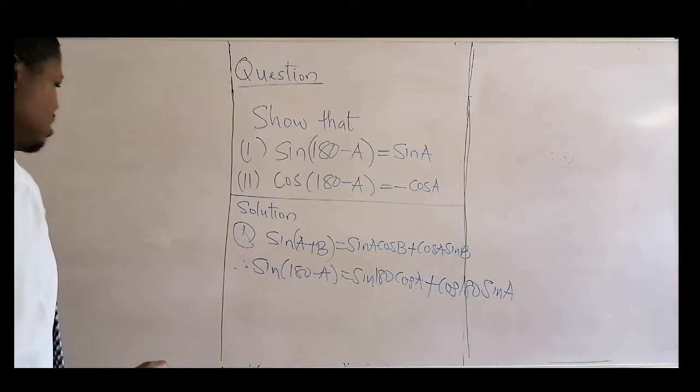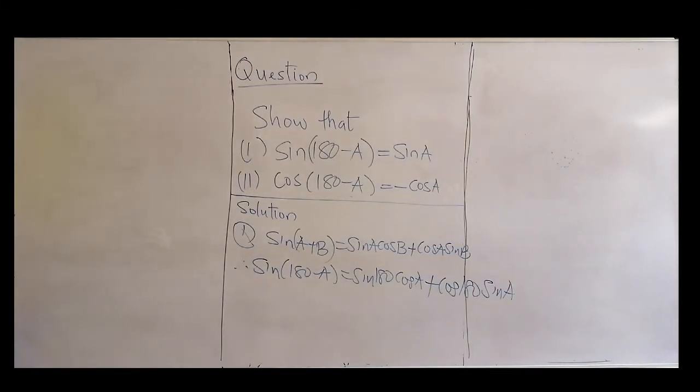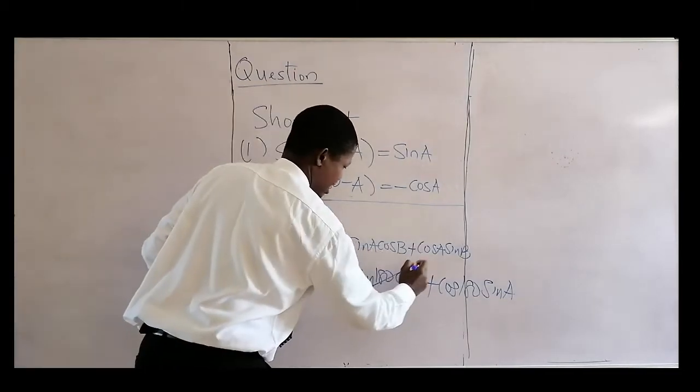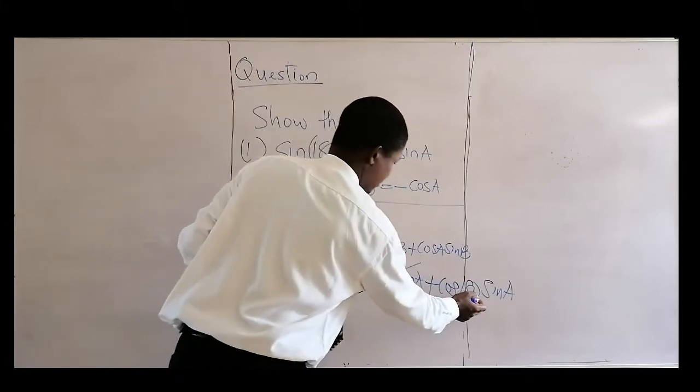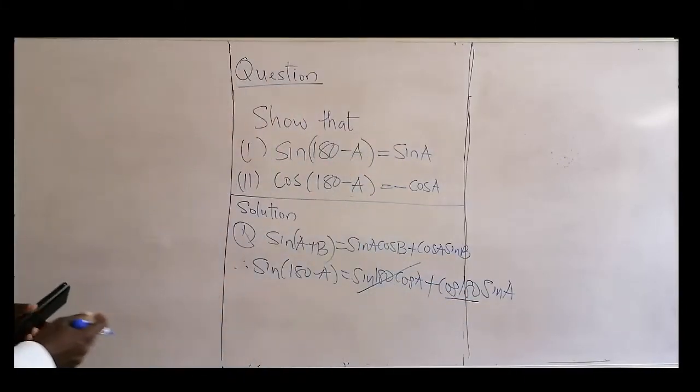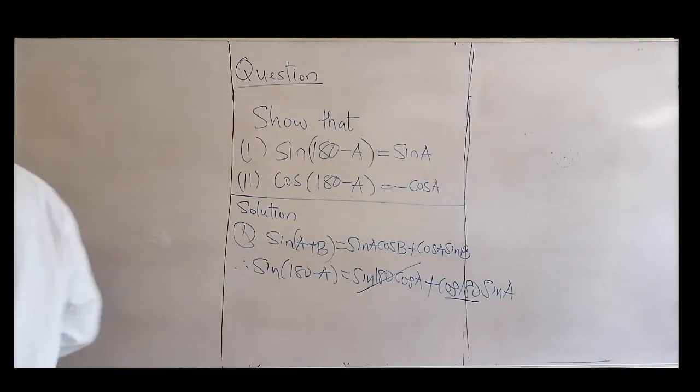Okay, let's check that. Sine 180 will be equal to 0. Sine 180 is 0, so this one is automatically gone. So that's gone. 0 times cos a. So we have this. And then cos 180. Cos 180 is minus 1.